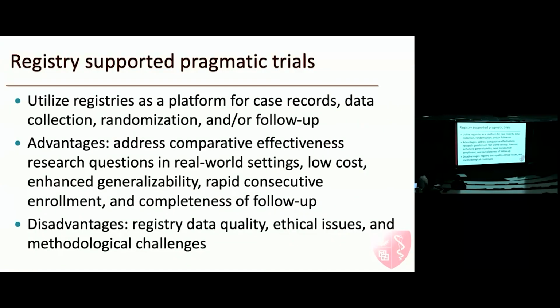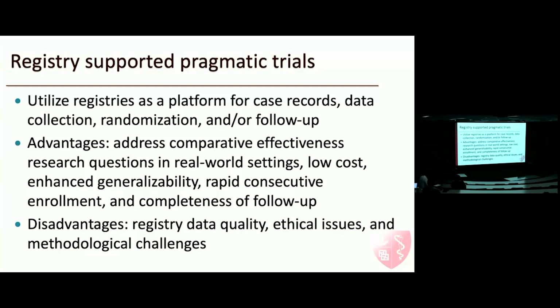So there are examples of other registry-supported pragmatic trials in surgery. I think there was a study using the NSQIP data registry that came out in hepatobiliary surgery a few years ago where they randomized within the registry and looked at 30-day outcomes, which were readily assessed through NSQIP. So it's very possible to use registries as a platform for either case records, for data collection, for randomization, or for follow-up. And that reduces cost.